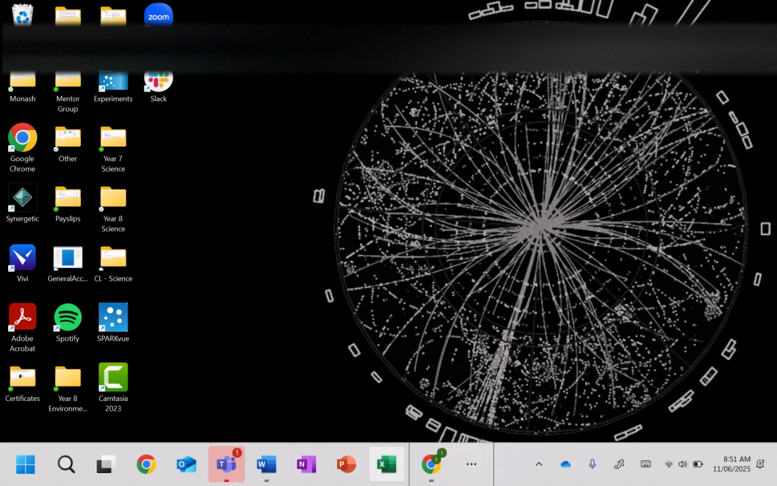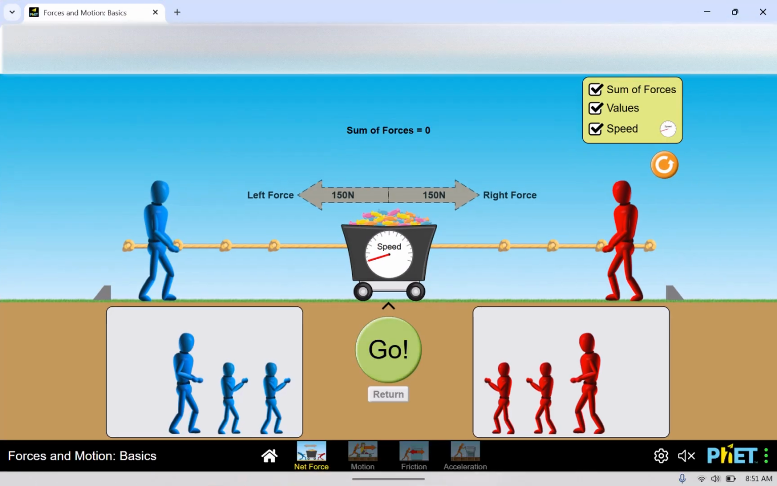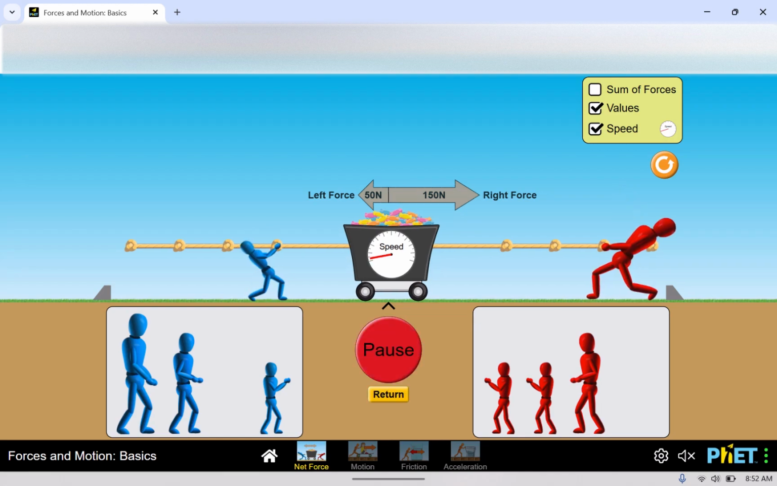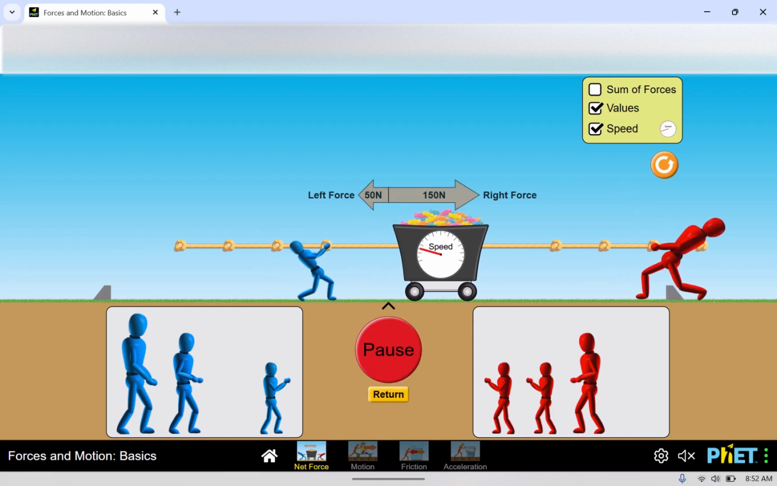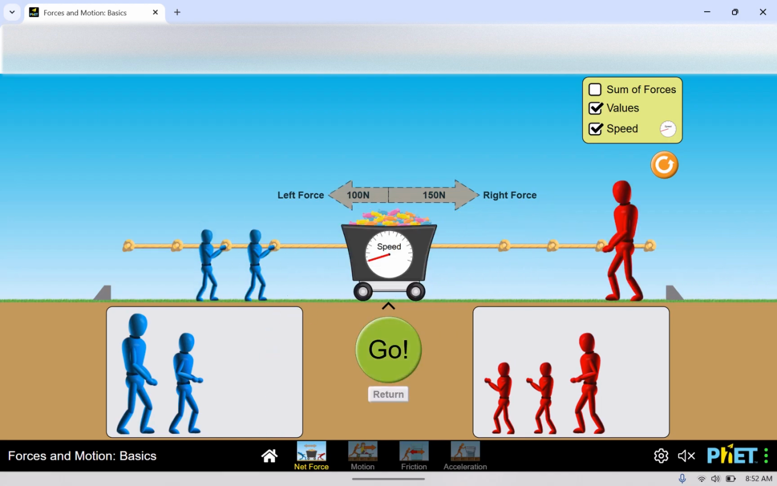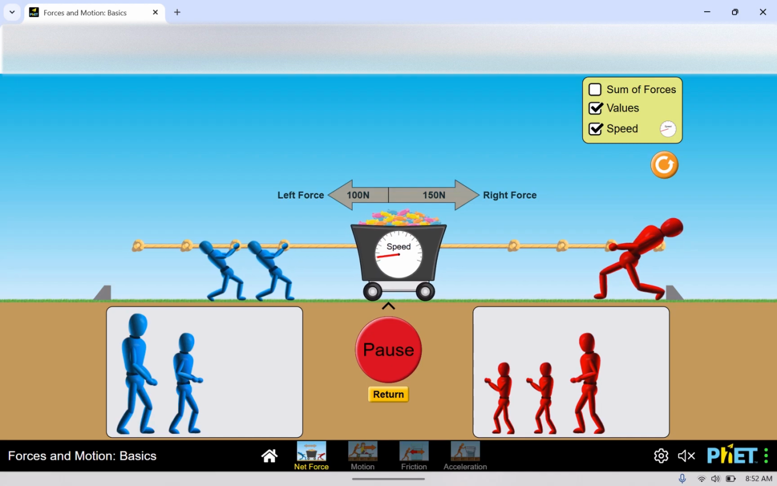Let's do a different example. What would happen if instead I put this person on, and they can only pull with 50 newtons to the left? I guess my first question is, what do you think is going to happen to the cart? Well, hopefully you would agree it would still go to the right. It's accelerating to the right, a bit slowly though, and you'll notice if I made the left force 100 newtons and let it run, we still have an overall force to the right, but it's accelerating even slower still.